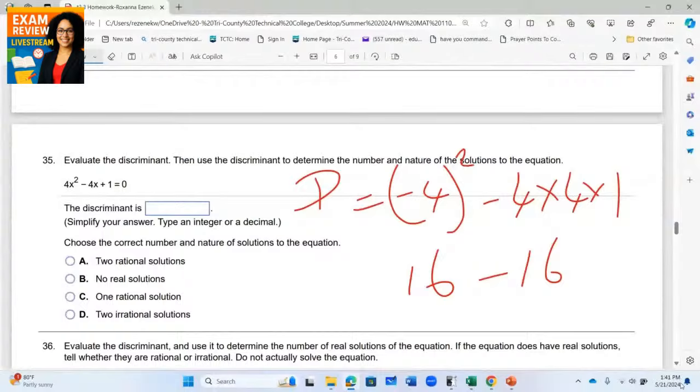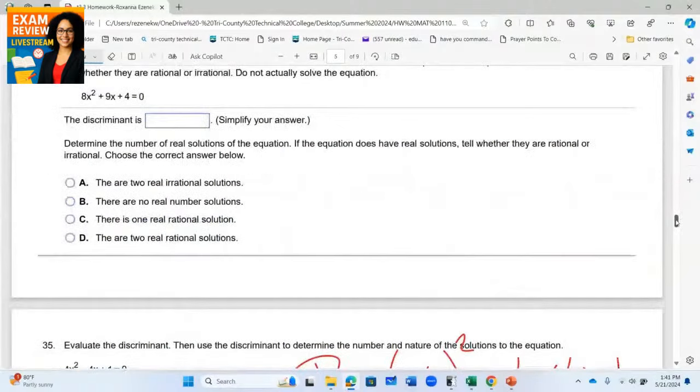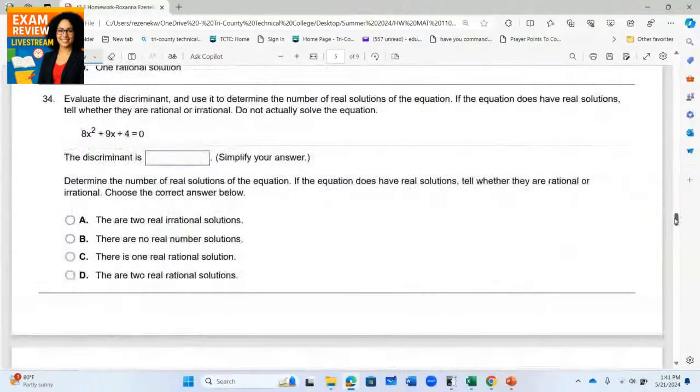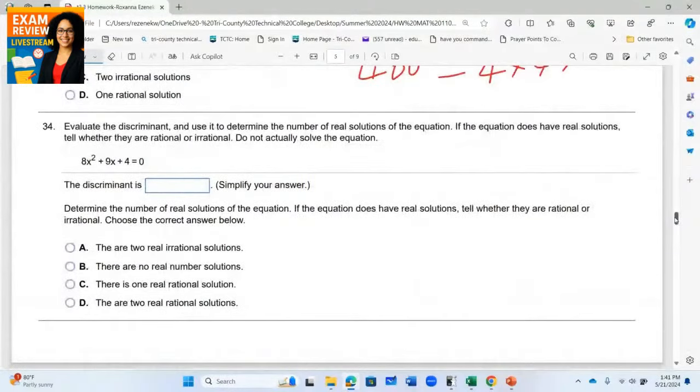All right, so the discriminant in number 35 is 0. I don't want you to think that it's going to be 0 all the time. So let's find the one that's not 0. Okay, well, let's do number 34, because I'm sure this one is not going to be 0.